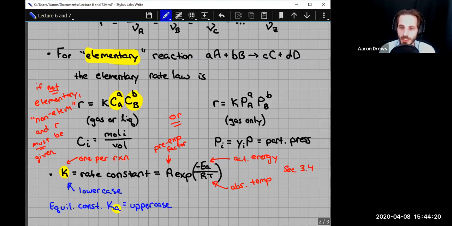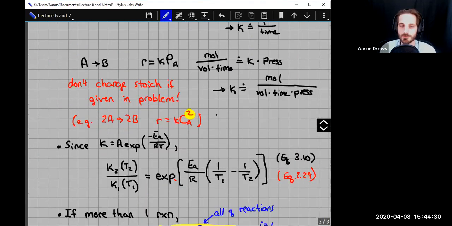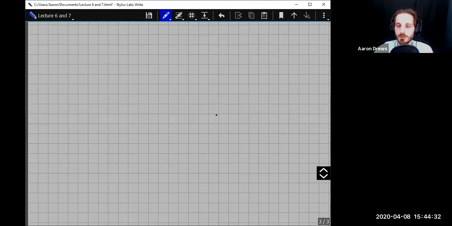If a half a mole of A was reacting with B, do we still have, for the elementary rate law, A is a half and B is 1, or is it automatically non-elementary? It depends on the way that it is written. So, for example, if we had the reaction 1/2 A plus B goes to C, we can write an elementary rate law for that.